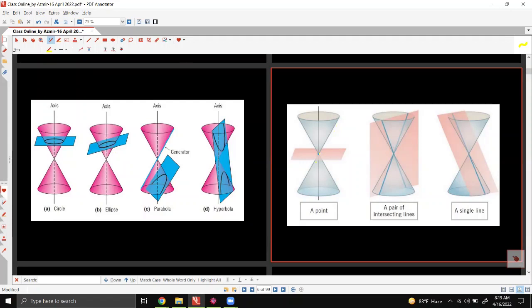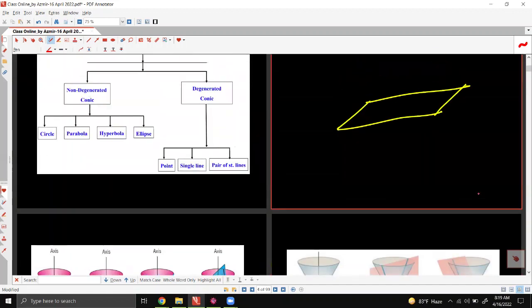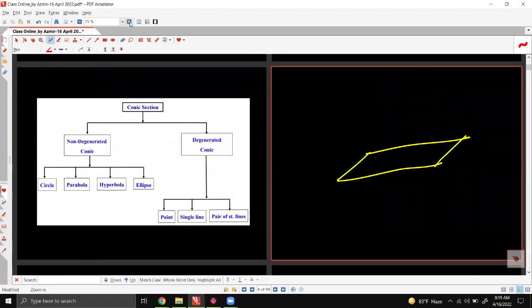Besides this, if the intersection goes through the vertex of the double nappe cone, then we will get just a point. If the intersection goes in this direction, then we will get two straight lines. And similarly, if the intersection just touches the outer side of the double nappe cone, then we will get a single line.